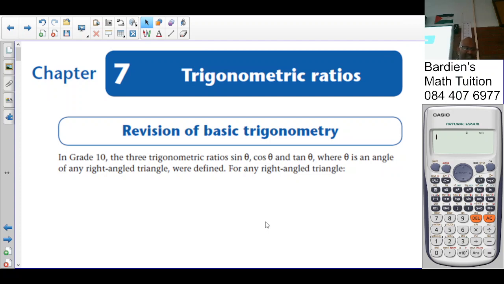We are told in grade 10 the three trigonometric ratios, sine, cos, and tan, where theta is an angle of any right angle triangle. So in grade 10, all the trigonometry was basically done in right angle triangles. This year we're going to look at non-right angle triangles, where we're going to apply trigonometry as well.